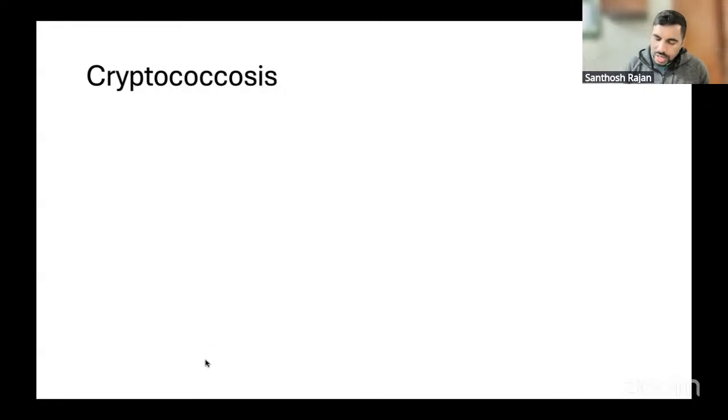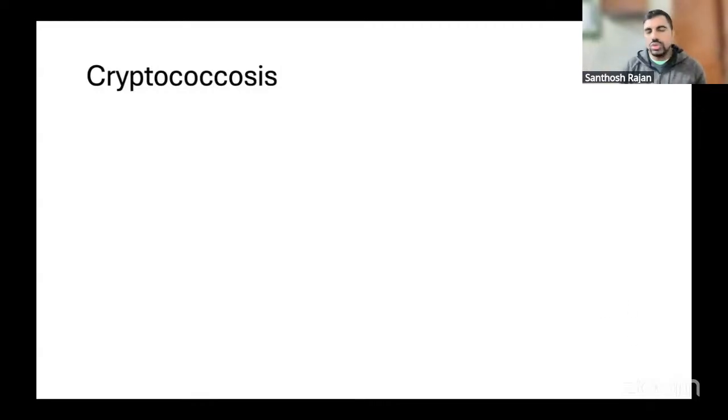On culture in SDA, you get yeast. Otherwise, we have a special medium called Niger or bird seed agar. Because it produces pigment, the colonies are brown. Brown yeast colonies will be seen on Niger seed agar. These two are the main things. Apart from that, if you do biochemical tests, you usually get urease positive. That's all, this much only.